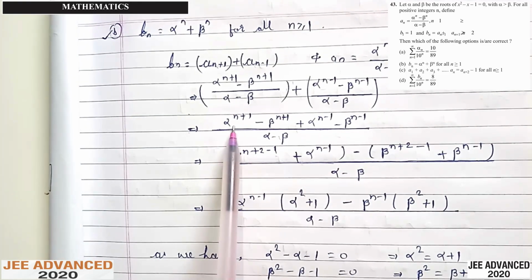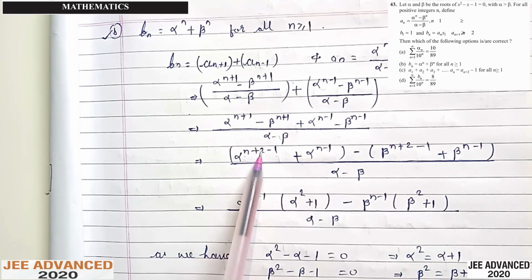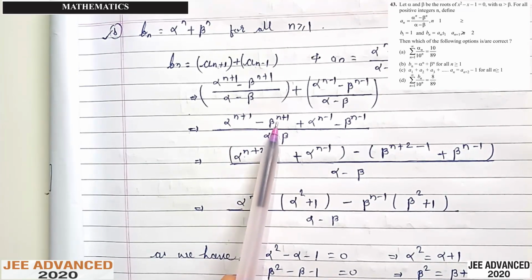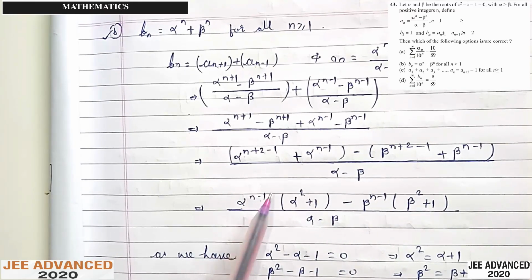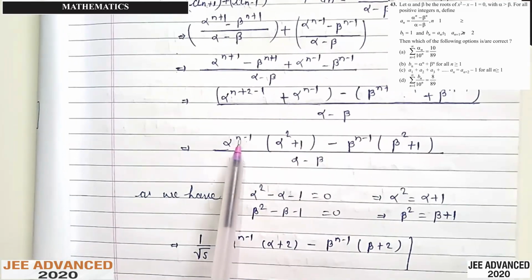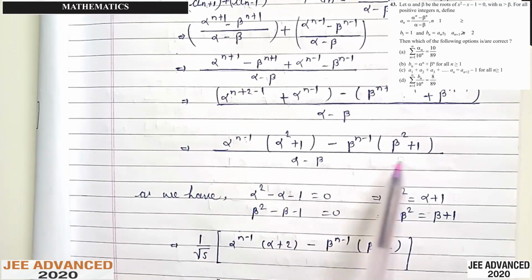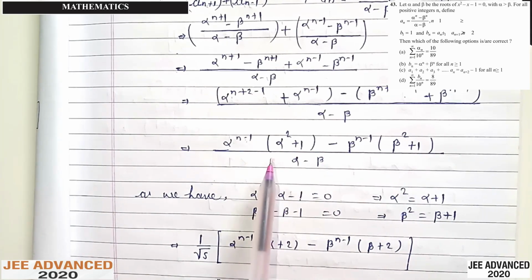So here, what I have done is write alpha raised to n plus 1 as alpha raised to n plus 2 minus 1. Alpha raised to n minus 1 can be taken outside, and similarly I did it for beta raised to n minus 1, all upon alpha minus beta. So take alpha raised to n minus 1 common and beta raised to n minus 1 common, and we get alpha square plus 1 and beta square plus 1 inside the bracket upon alpha minus beta.